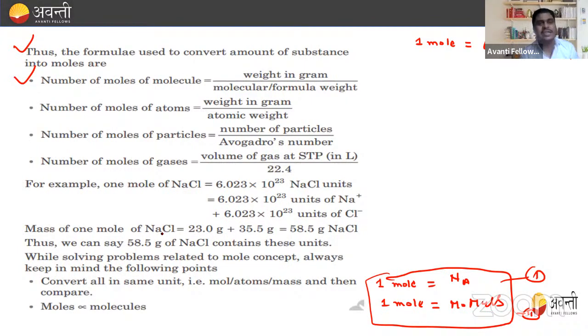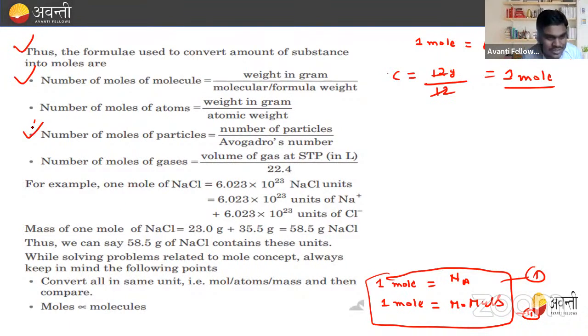The first one is: the number of moles of the molecule is equal to weight in gram divided by the molecular or formula weight, right? For example, if we want to calculate the number of moles of carbon in 12 gram, just divide 12 gram of carbon by the molecular mass of carbon, which is also 12. So this comes out to be 1 mole, right? Similarly, number of moles of atoms is equal to weight in gram divided by the atomic weight.